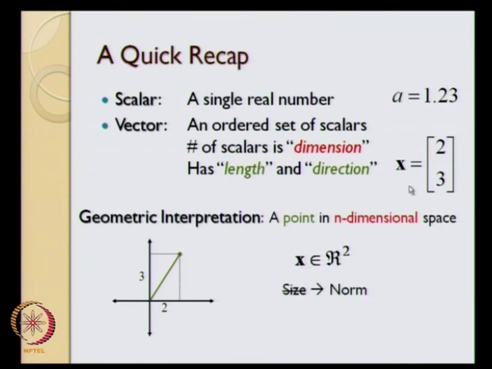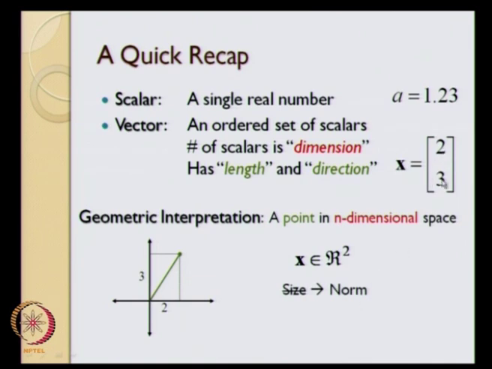In this particular example, the dimension of this vector is 2 and we represent this as x is an element of the R2 space, R representing real numbers and 2 represents the dimension of that particular space. Okay. And just a moment back I said that we consider that the vector has a length or a size of the vector. So, instead of talking about length, we will actually talk about the norm of a vector, and the length of a vector is nothing but what is known as a Euclidean norm of a vector.